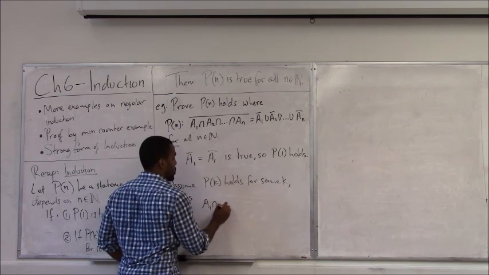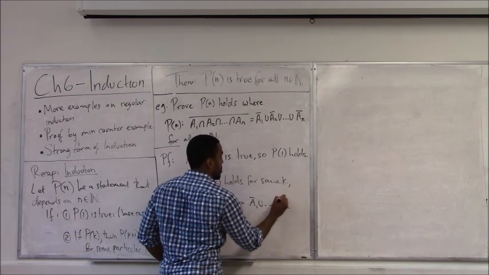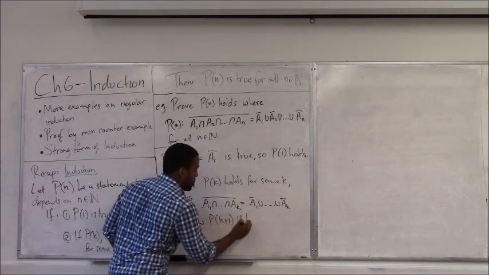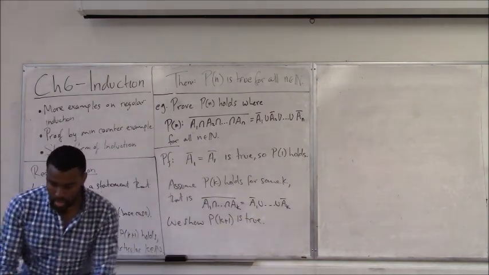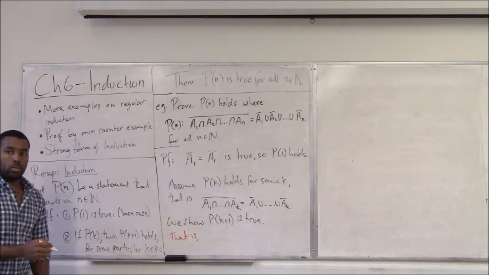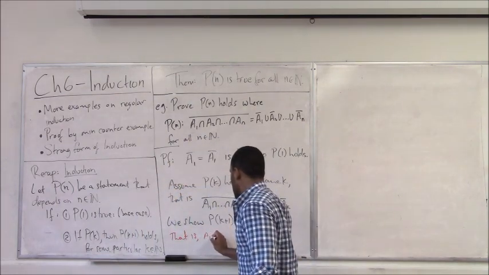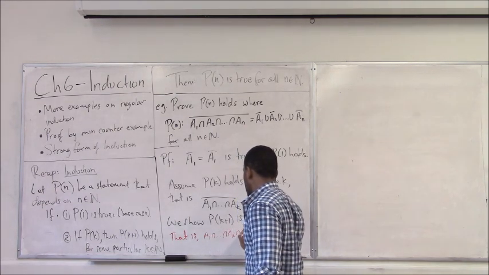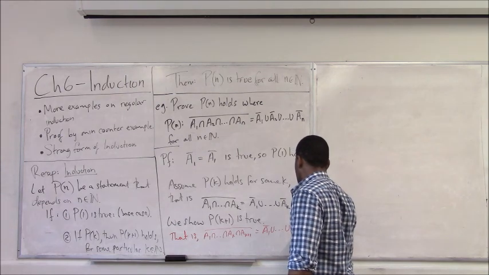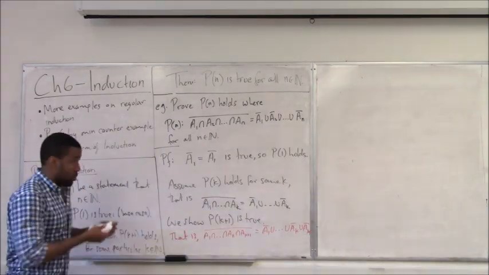That is, if I take the intersection of k sets, that will be the union of the complements of those k sets. We show P of k plus 1 is true. What is the statement P of k plus 1 here? What do we need to prove is true? The intersection of A1 through A sub k plus 1. So that's what we need to show ultimately. Now we can't just state that, that would be begging the question. We have to prove that this is the case.